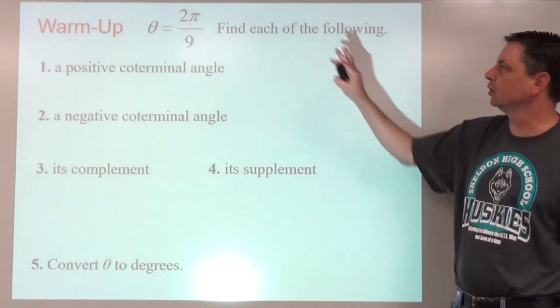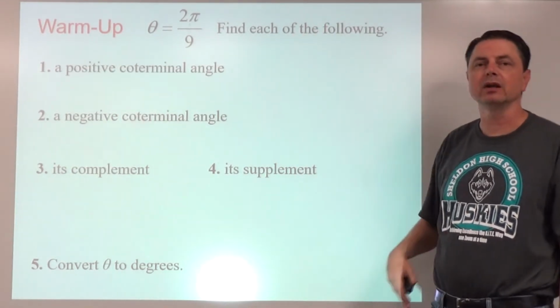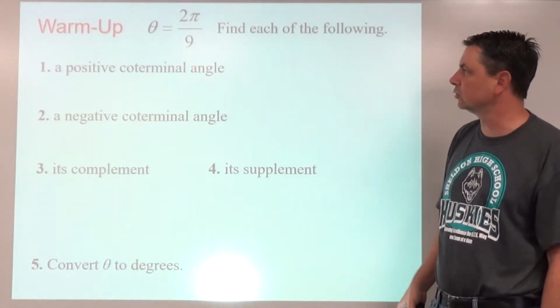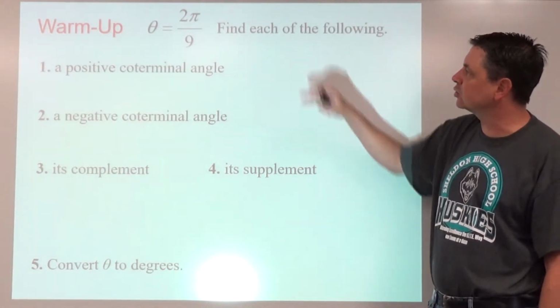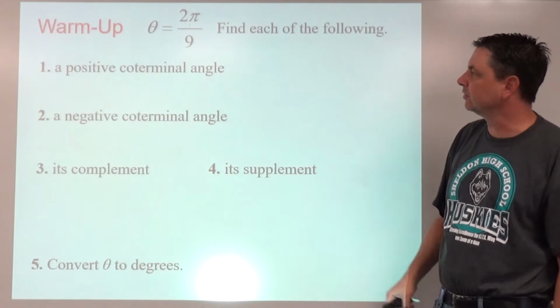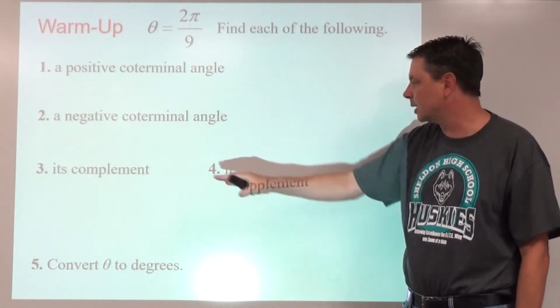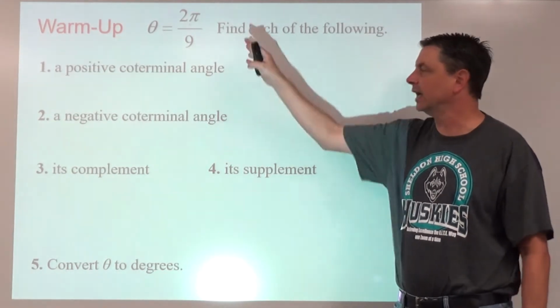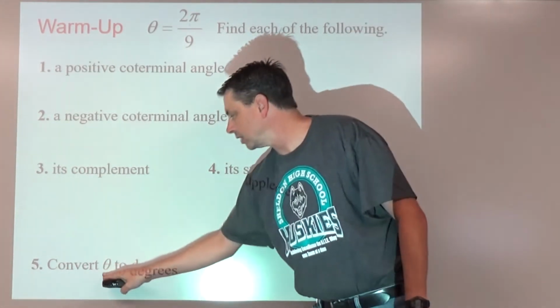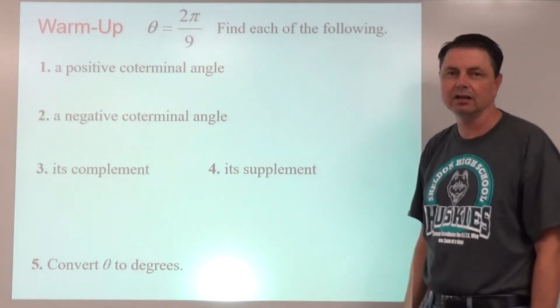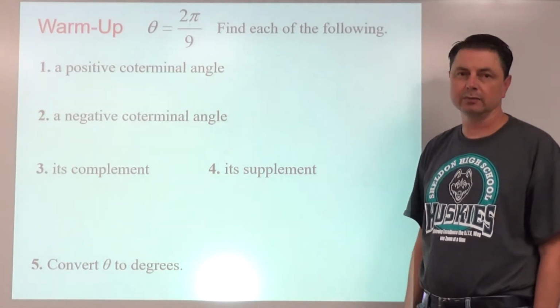Before we get to that, a little warm up, a little reminders about degree and radian measure of angles. So our angle theta is 2 pi over 9. Find the following: positive coterminal, negative coterminal, complement, supplement, and then go ahead at the end, convert theta into degrees. Go ahead and pause here and work through the warm-up problems.